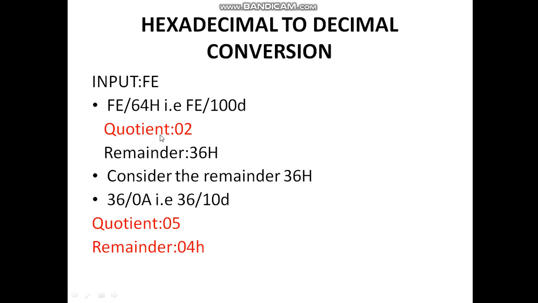So the quotient which is obtained by dividing the number by 64H, and the quotient and the remainder that are obtained by dividing by 0AH, give the complete result. So the complete decimal result is the quotient obtained by dividing the number by 100 decimal, and the quotient and the remainder obtained by dividing by 10 in decimal. Let us write the program for this.